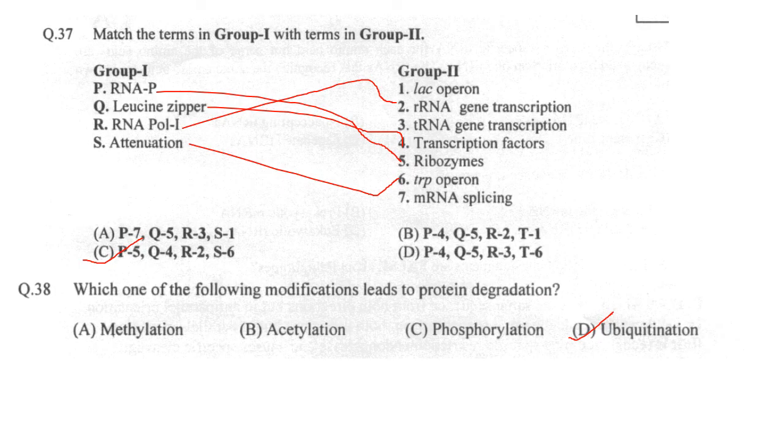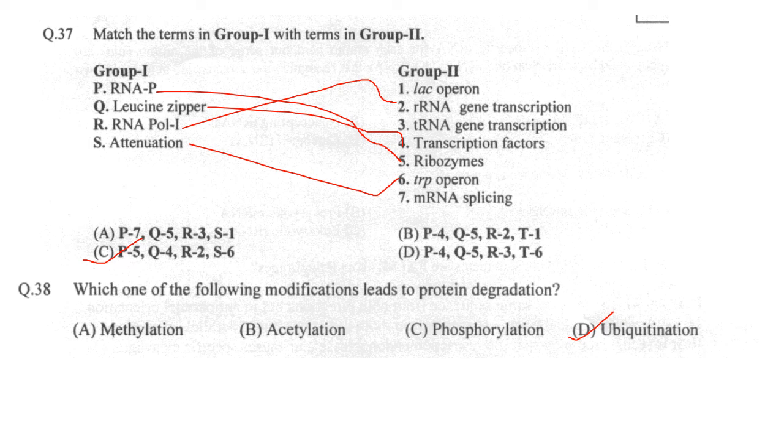Okay. Then next one. Match the following, of group 1 with group 2. RNase P. Where is RNase P involved? Leucine zipper. Where is that involved? RNA polymerase 1 is for what? Attenuation is for what? These are the questions. And in group 2 you have been given the other items to be matched with group 1.